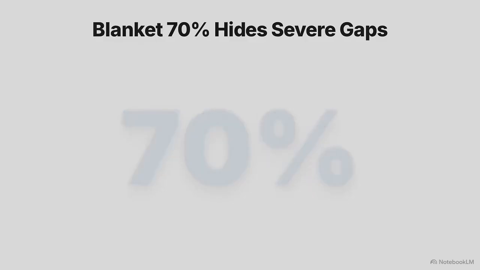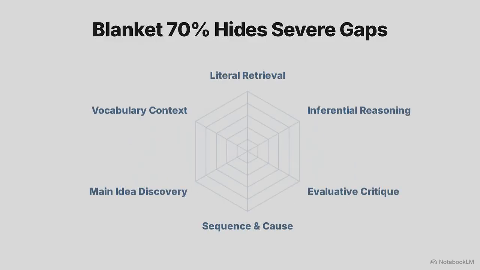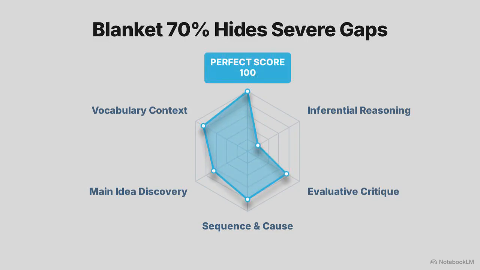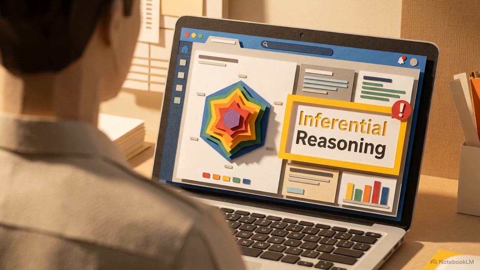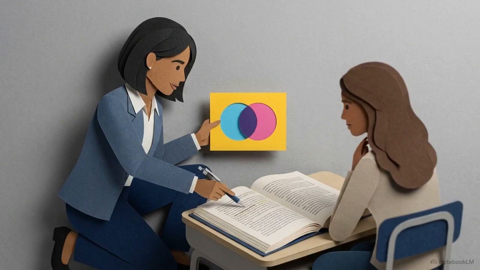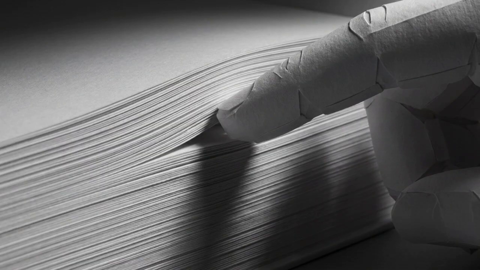This chart shows how mapping a student's performance against these domains transforms a blanket grade into a high-resolution diagnostic. A student might show a perfect score in literal retrieval, but a severe collapse in inferential reasoning. Educators no longer have to guess why a student is struggling. They can see exactly which specific cognitive domain requires support. This clarity allows teachers to deliver precise, tailored interventions rather than asking a student to blindly reread the entire text.